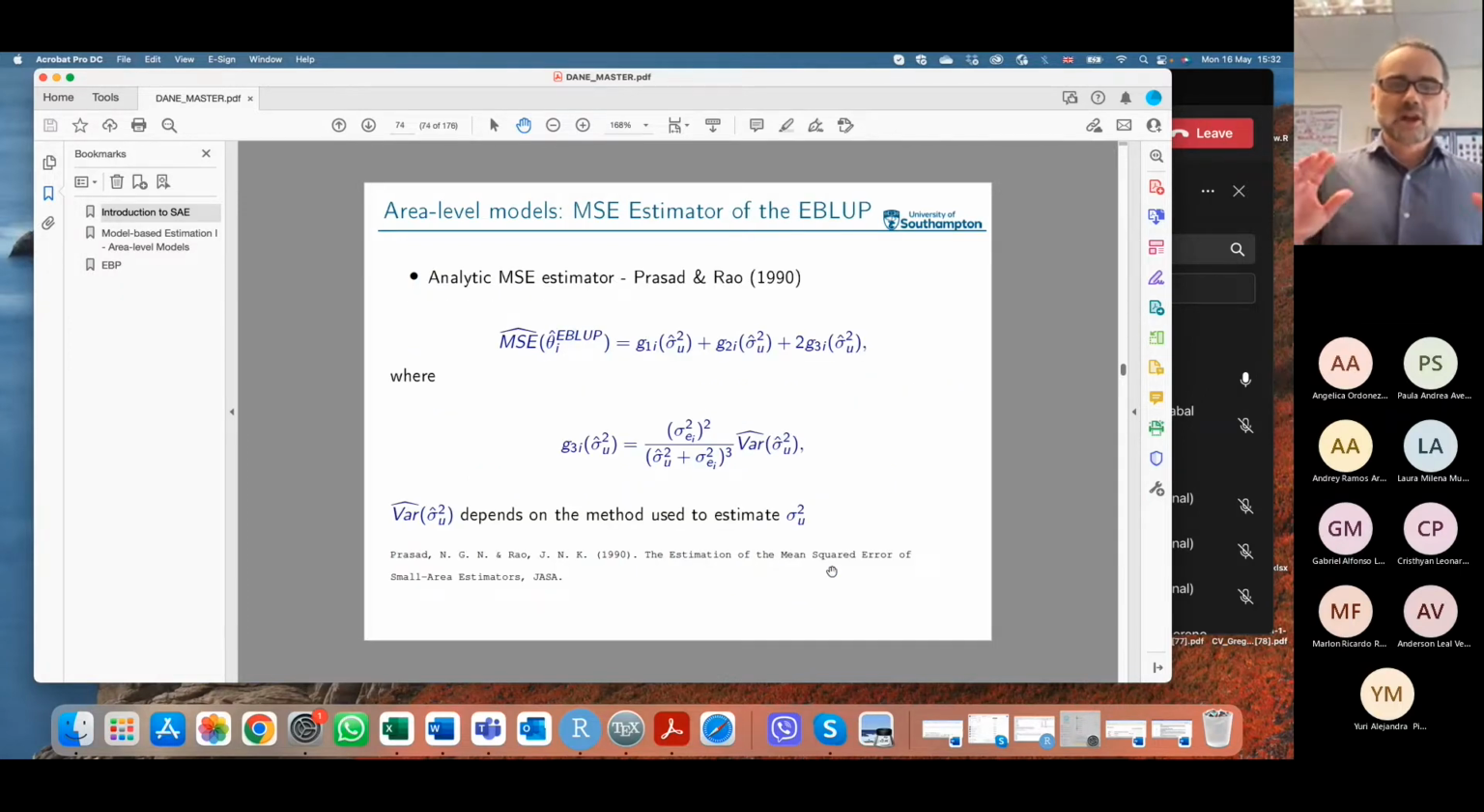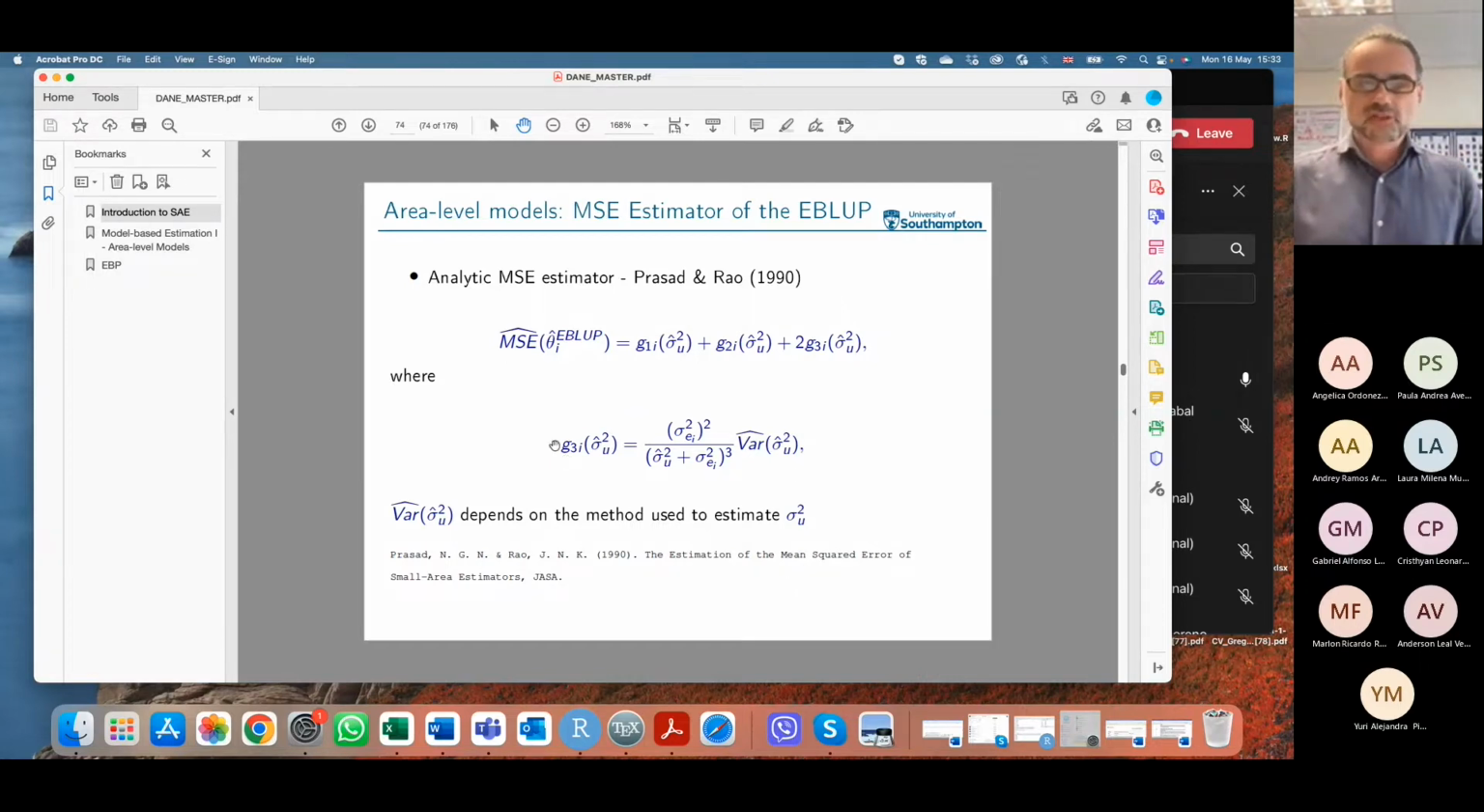Now, a lot has been said about these estimators. Thankfully, thanks to the work of people in the past, we have analytic mean squared error estimators. That means for certain models and for certain target parameters, you don't need to rely on computer-intensive methods like bootstrap and jackknife to estimate the mean squared error. One of the most famous analytic estimators that has been proposed, say under the Fay-Herriot model, is the so-called Prasad-Rao estimator.